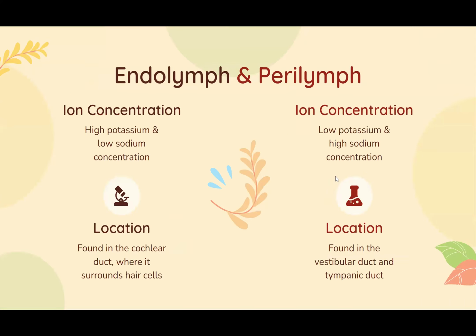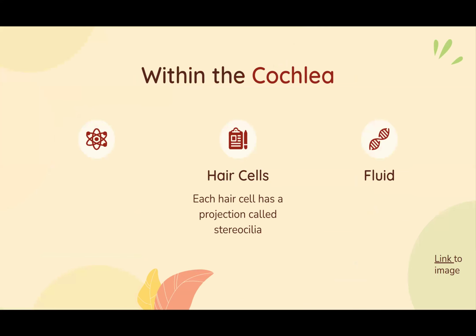So as I mentioned before, there's endolymph and perilymph within the ear, and the endolymph is high in potassium ion concentration and low in sodium ion concentration, and is found within the cochlear duct where it surrounds the hair cells. The perilymph is the opposite, and it has low potassium ion concentration and high sodium ion concentration, and is found within the vestibular duct and the tympanic duct.